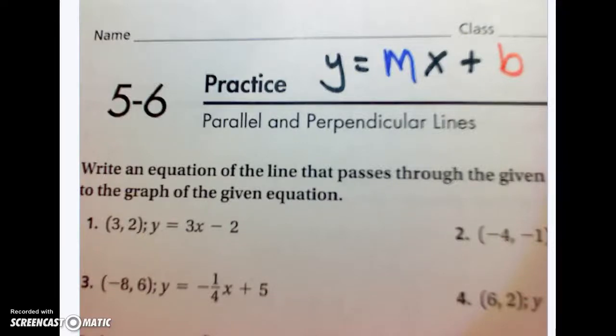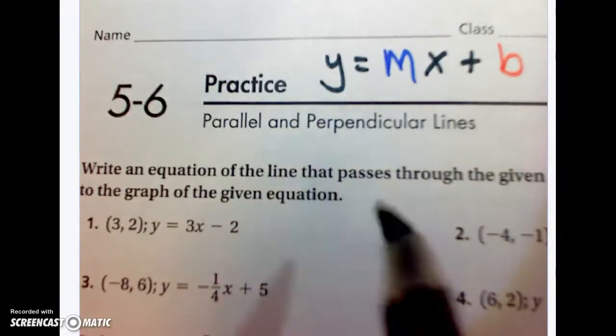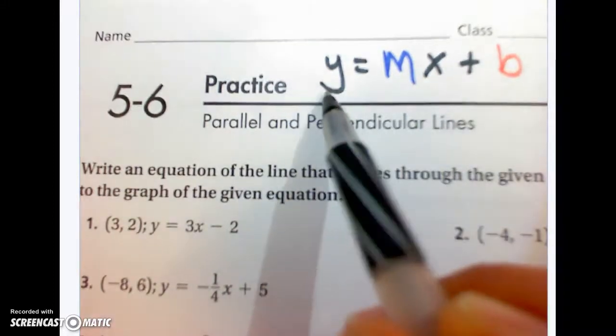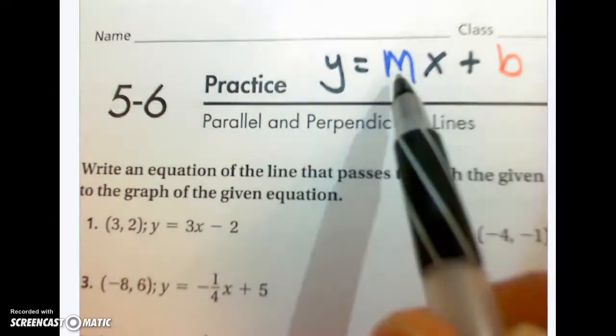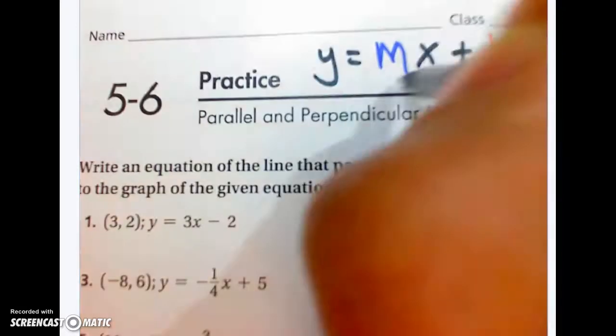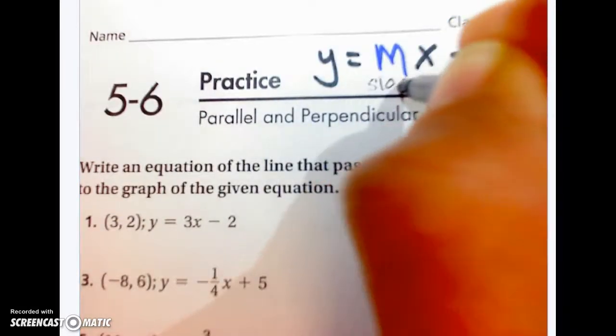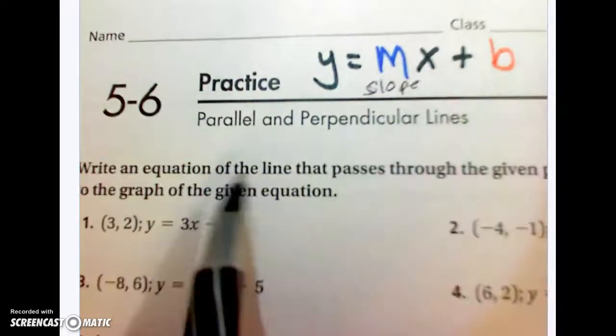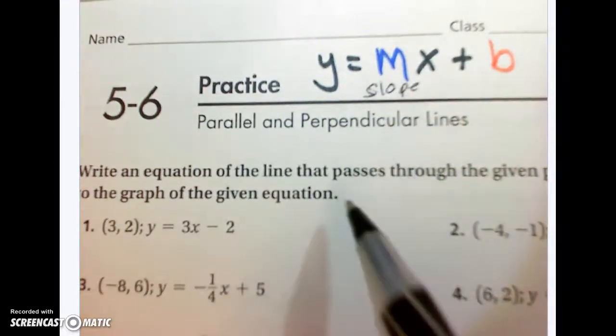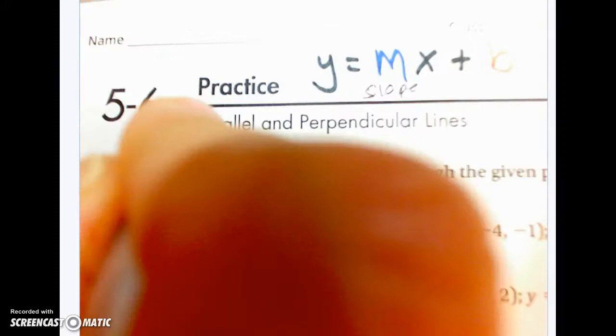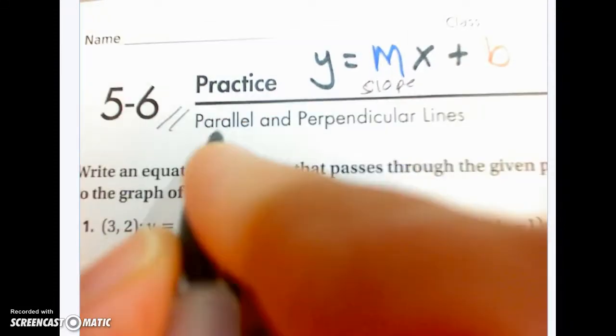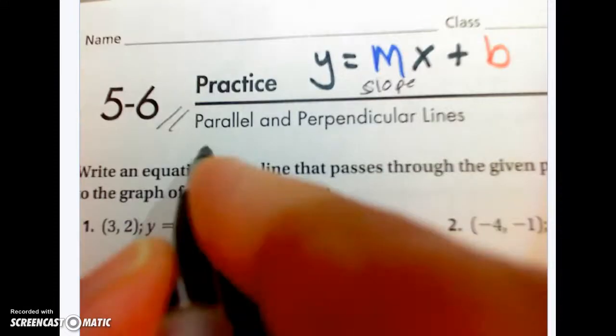5-6, parallel and perpendicular lines. So we're still dealing with y is equal to mx plus b. And remember that m is our slope, so that's what we're going to be working with a lot today. We have parallel and perpendicular lines. So parallel, these lines never cross, and how they're never going to cross is because they have the same slope.